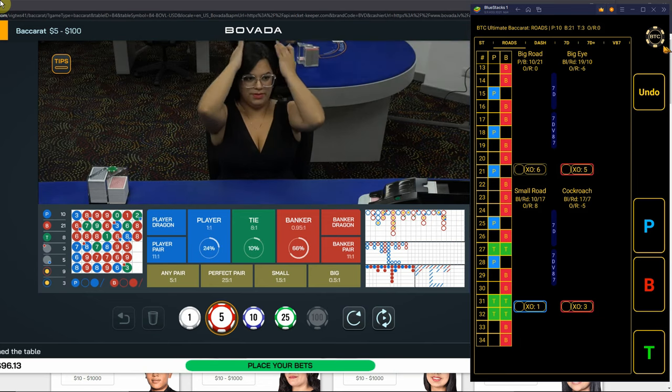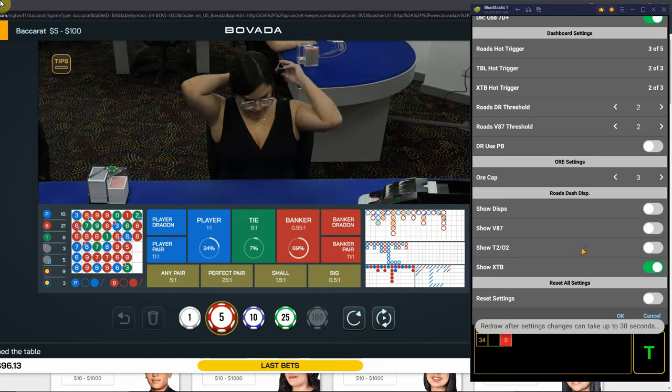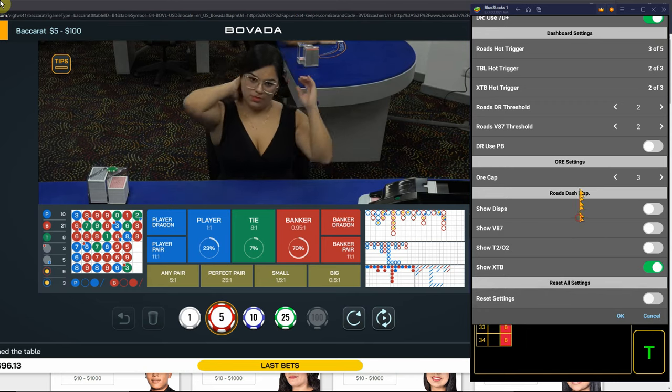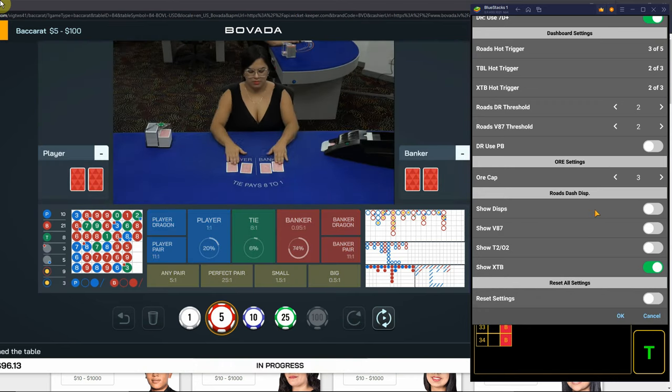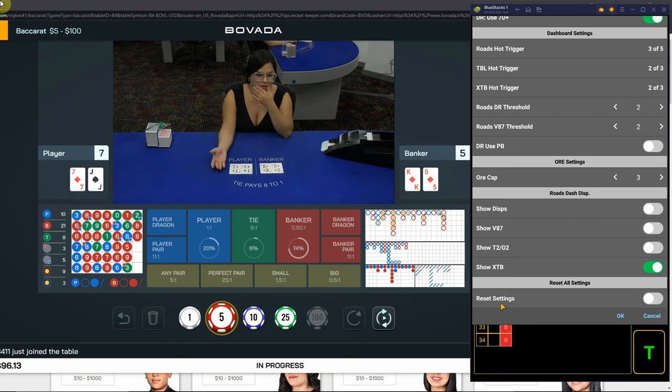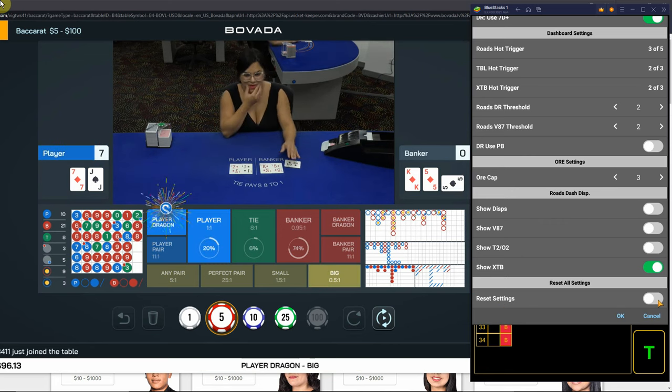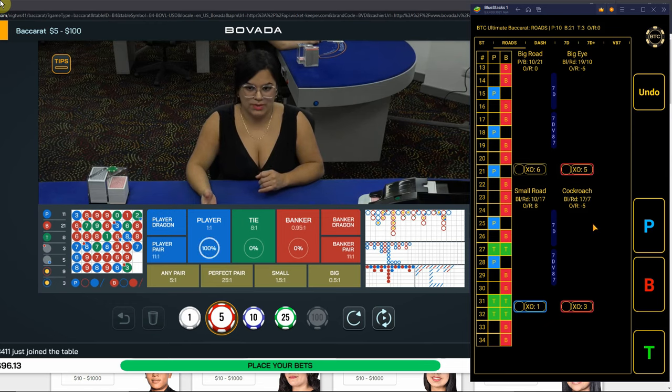So while we're waiting on the next event, let's take a quick look. I've added some new settings in the app that'll be coming out in the next version very soon, where you can turn off indicators that you don't want. It helps you clean up the shoe if you like to play just one or two indicators. And then also I've added a reset settings. This resets all of the settings to the default. So that'll be coming out.